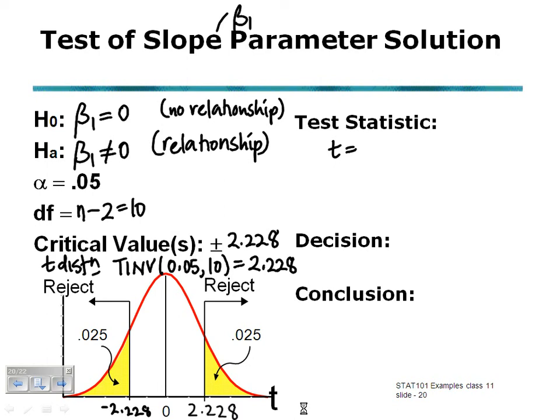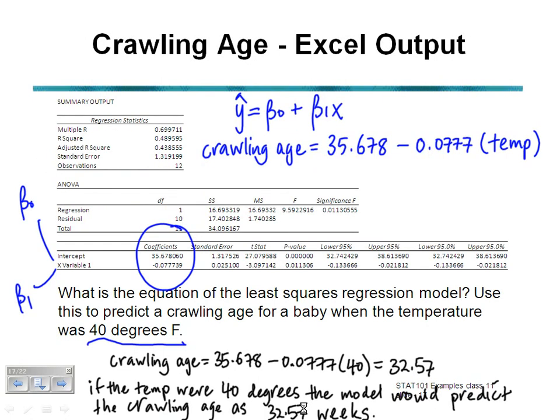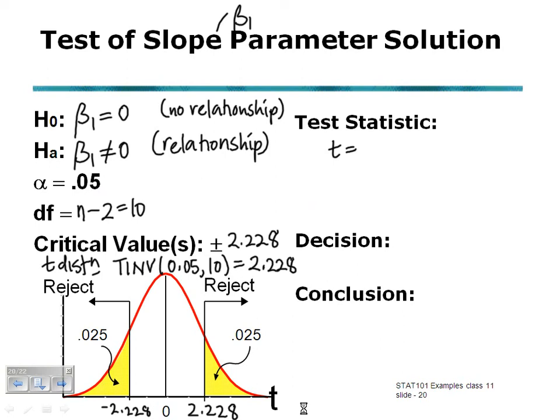The test statistic, just having a look at our Excel output again, we'll be getting our test statistic for the slope, remember. So the test statistic will be negative 3.097. Remember, it's for beta 1, it's for the slope. Remember to pick up the right test statistic in this case. So our test statistic, negative 3.097 from our Excel output.